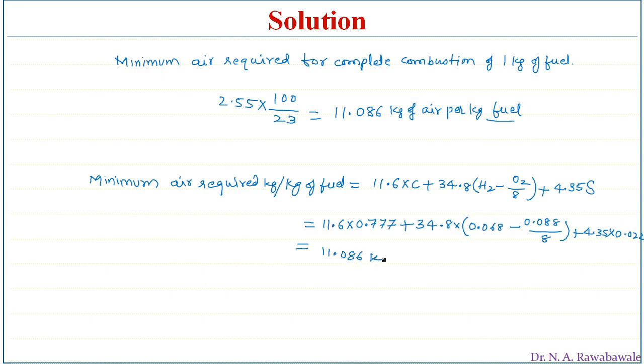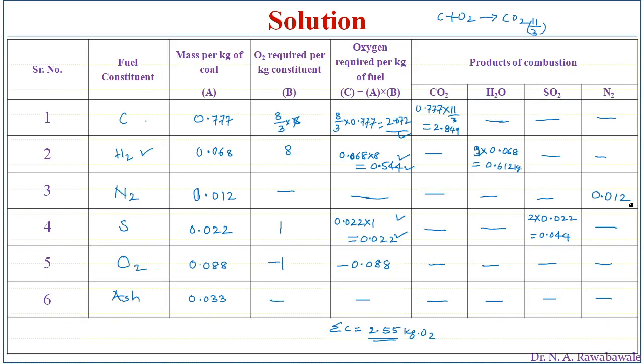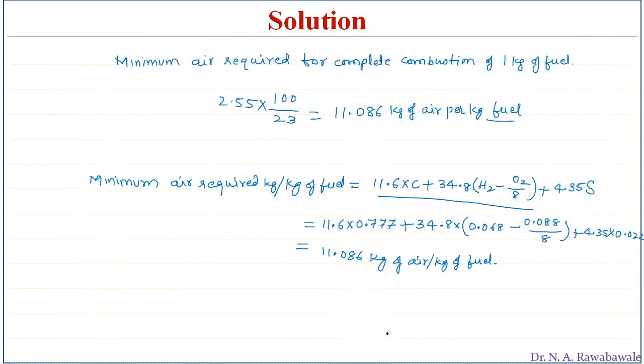11.086 kg of air per kg of fuel burned. So directly we can find out minimum air required using this formula, or else we can find out minimum air required by using this previous table. So by previous table we can find out minimum amount of oxygen required, and multiplying this minimum oxygen by 100 divided by 23 we get mass of air required for combustion. Or directly we can use this equation to find out minimum air required. This is second method.